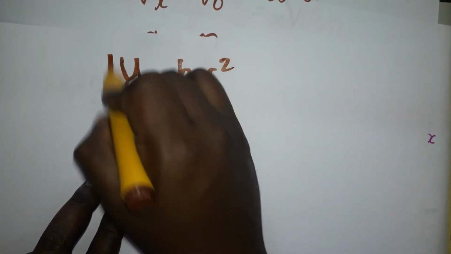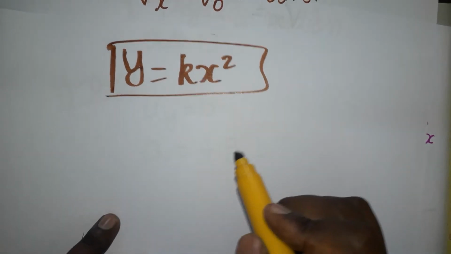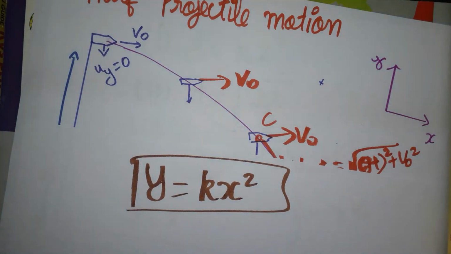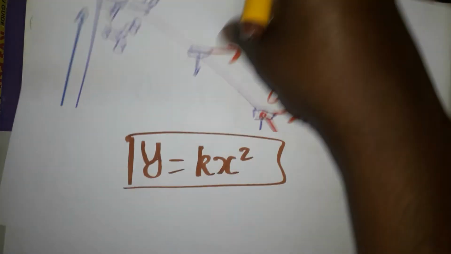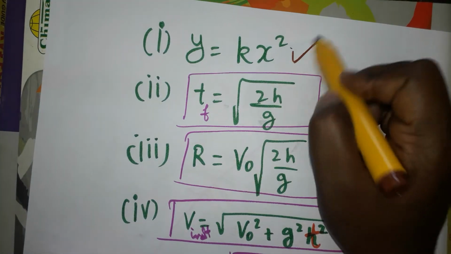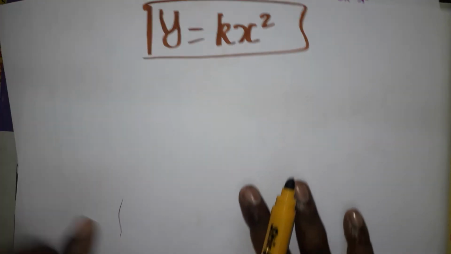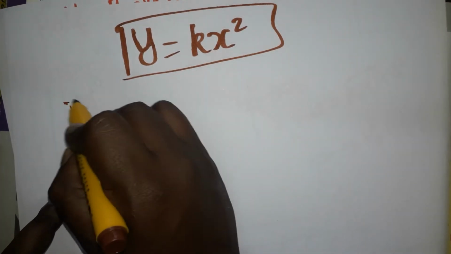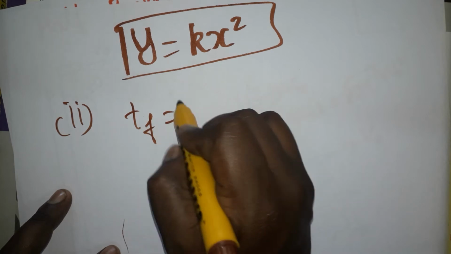K is a constant. So it's going to be the projectile motion. The first equation we derived. Okay, next thing, time of flight. The second equation: time of flight is going to be what?